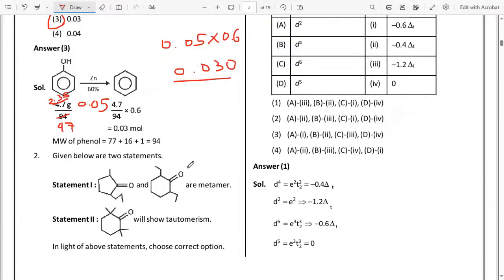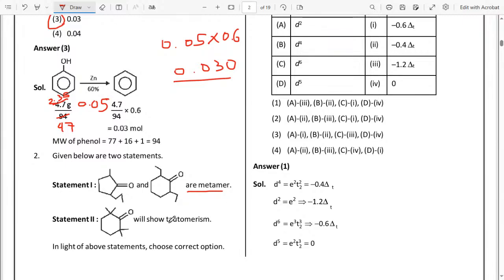Given below are two statements. Statement 1: this is a 5-membered ring ketone, and this is a 6-membered ring ketone, or metamer. Dear students, how many carbons are there? This side 1, this side 2, this side 3, this side 2. But what is the molecular formula of these two? This is a 5-membered ring, this is a 6-membered ring. Metamers must be chemically equivalent, meaning they must have the same number of carbons and the same number of oxygens. But here one carbon is more, so these two are not going to be metamers.